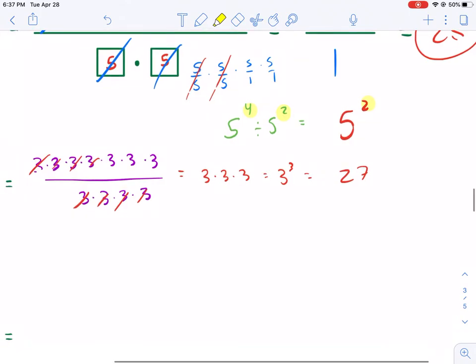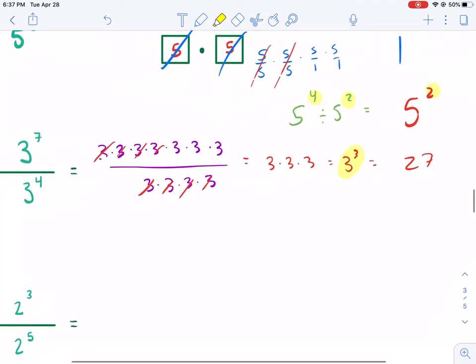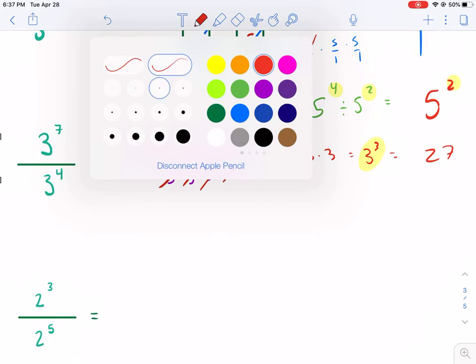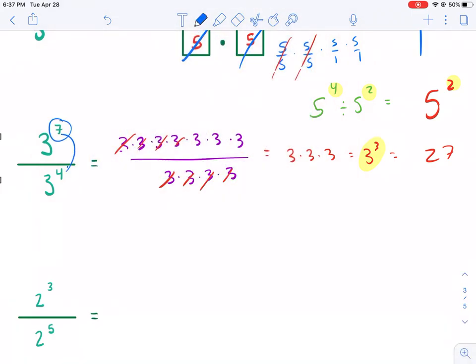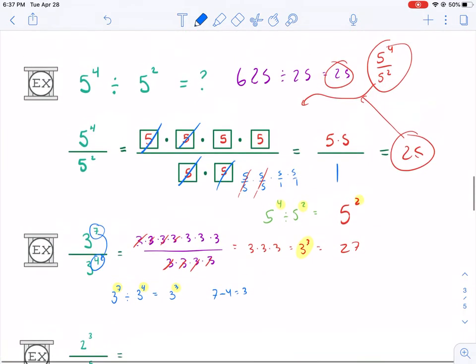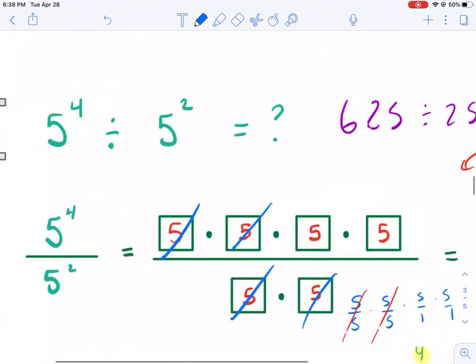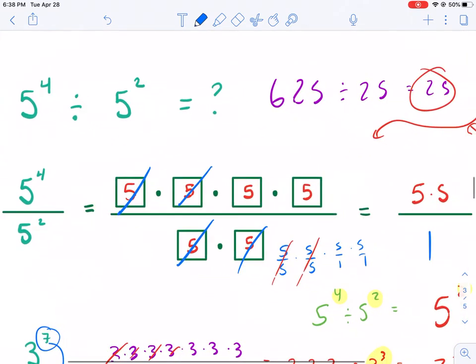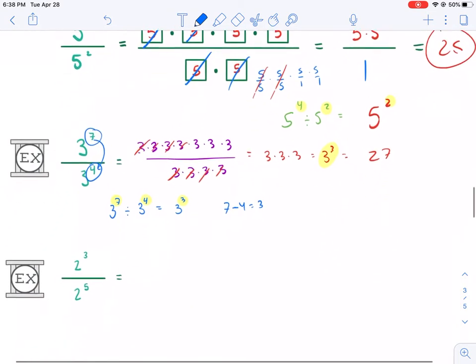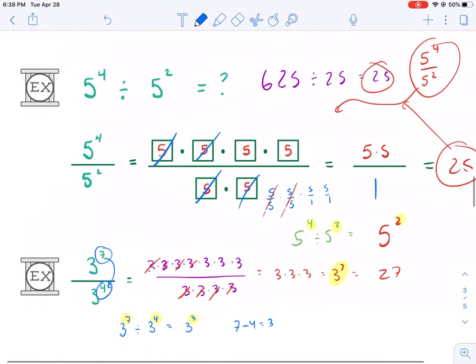How do we get 3 to the third using a more efficient method? Well, anytime we have division of exponents, we can subtract the powers. So 3 to the seventh divided by 3 to the fourth, we subtract the powers and we get 3 to the third. So 7 minus 4 equals 3. So that's how we got this up here. 5 to the fourth divided by 5 to the second. 4 minus 2 gives us 2. So that's what we do with exponents.